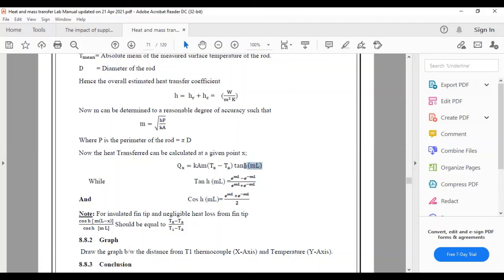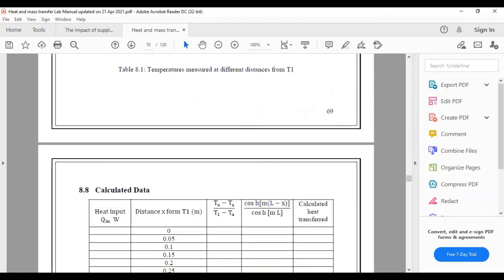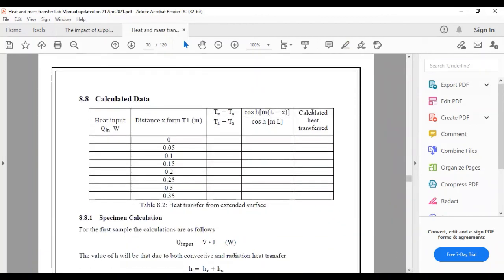You can use your calculator to determine the function tanh ml. If you do not want to use a calculator, this is another way. The formula is exponential power ml minus exponential power minus ml, over exponential power ml plus exponential power minus ml. You can use this formula to get the value. ml is given, so you will use this value here to calculate the heat transfer. So now we have completed this experiment and we have calculated the heat transfer for all of these sensors.